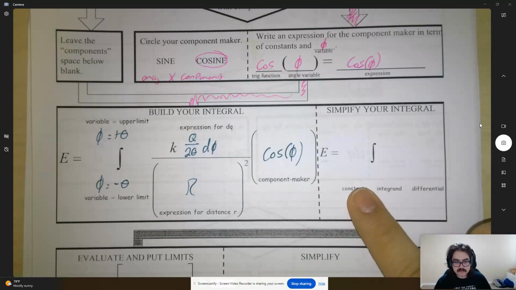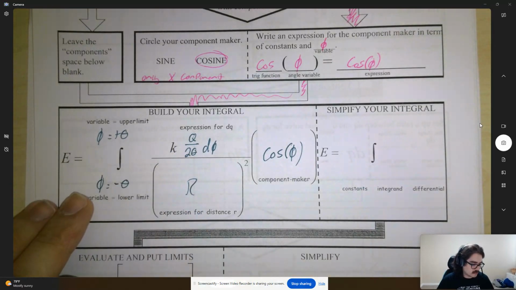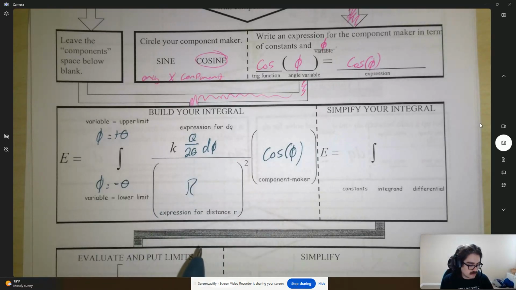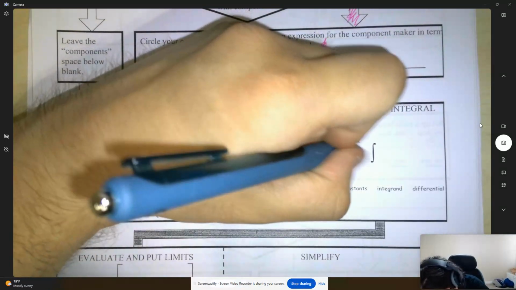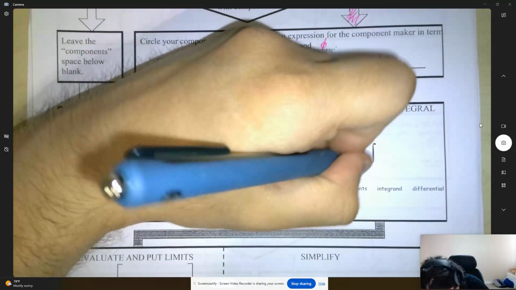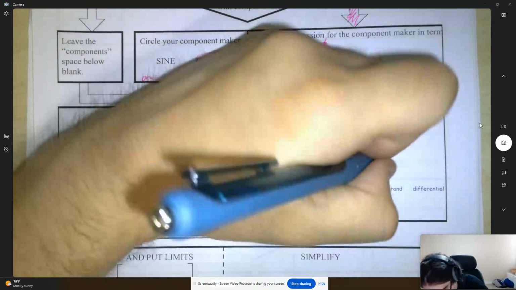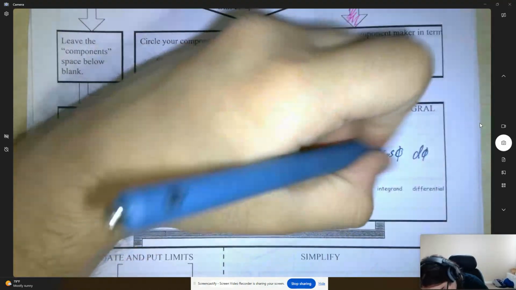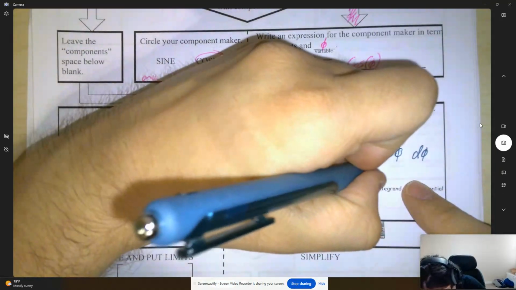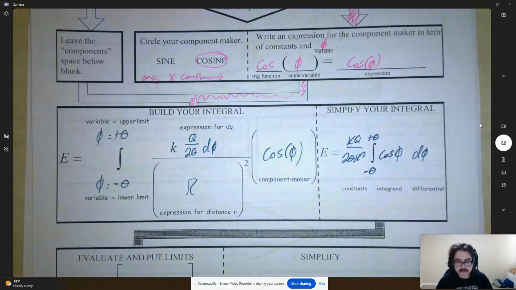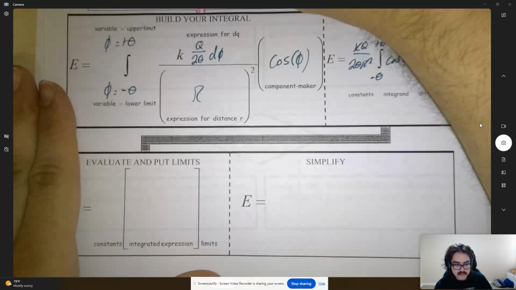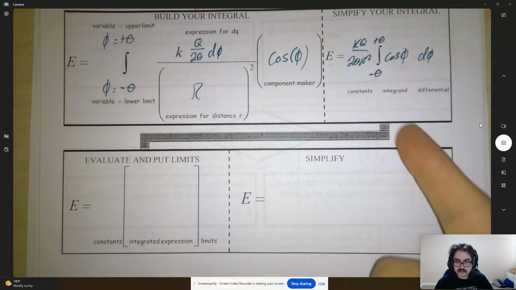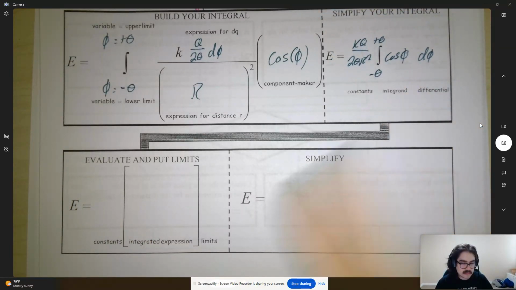When I simplify my integral, I can pull any constants out, anything that's not in terms of phi, which is basically going to be everything except for cosine. So this really just becomes kQ over 2 theta R squared times cosine phi d phi. And I need to apply my bounds too. This goes from negative theta to positive theta. When I evaluate the integral, the integral of cosine is going to be sine.